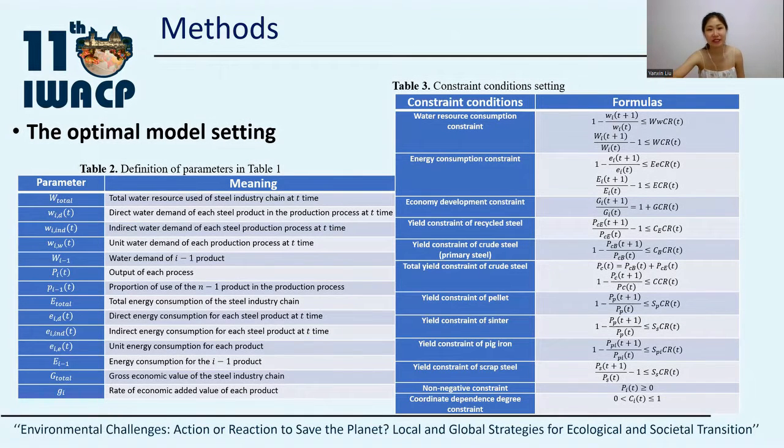In this model, we also set some parameters, and table 2 shows the definition of these parameters, and the specific meaning are listed here. And table 3 is the constraint condition. These conditions include the water resource, energy resource, and the economic development and the yield constraint of these steel products. All of these constraints are coming from the Chinese government documents and the official policy goals.